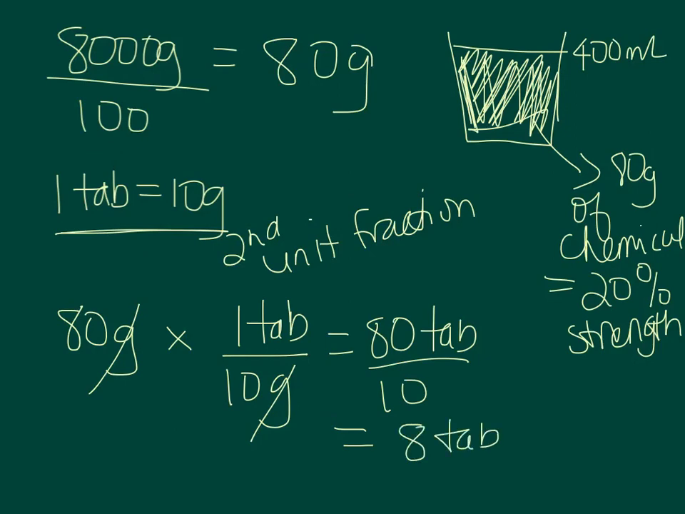So if you were given this question on a test, what you would be saying in words is this. This is important if it asks you to not only calculate but to describe the procedure. You would take 8 tablets of this chemical and dissolve them in 400 milliliters of water in order to get that 20% strength solution.